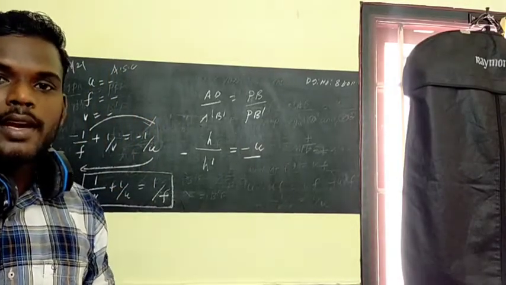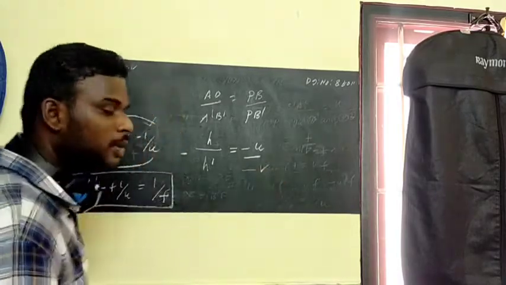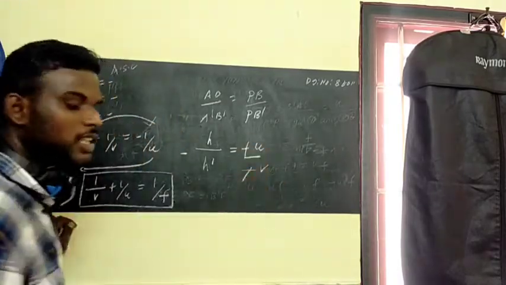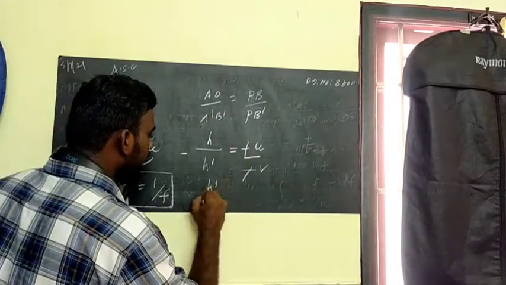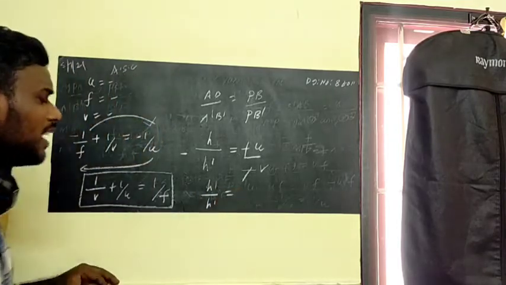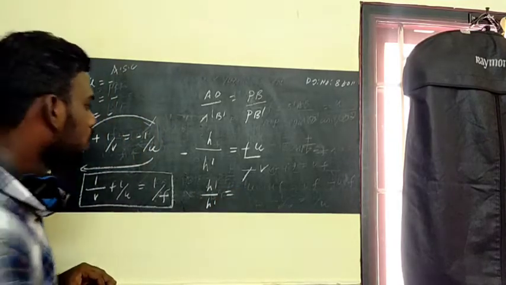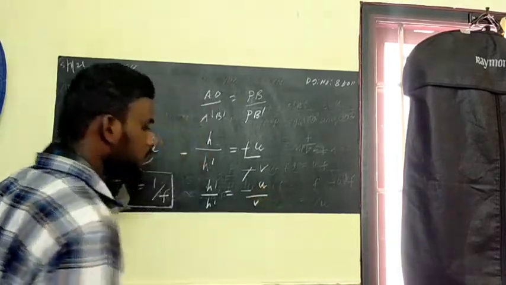Where is the image located? It is located on the left side, so that is also minus according to the sign convention. Then the minus will cancel. From this we will get h divided by h dash equal to minus u by v.